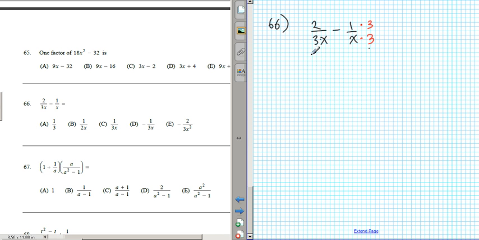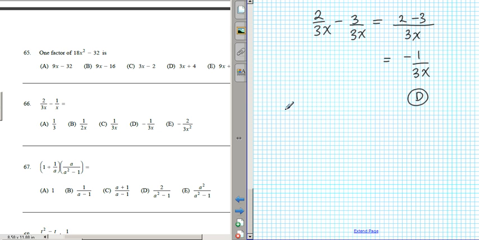So you're going to have 2 over 3x minus 3 over 3x. When the denominators are the same, you just combine them into 1 and then deal with the top, 2 minus 3. Alright, 2 minus 3 is negative 1 divided by 3x. Final answer for 66 is D. Okay, so the answer is D. Alright, let's move on to 67.